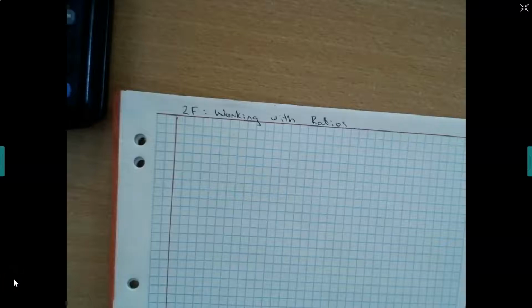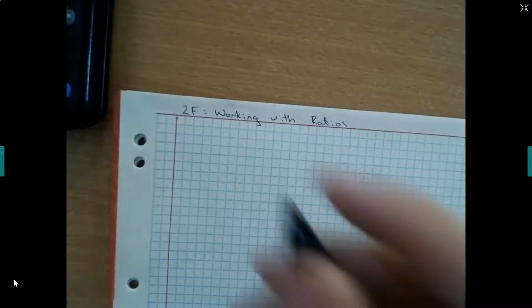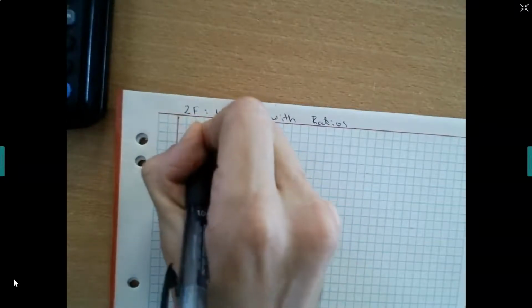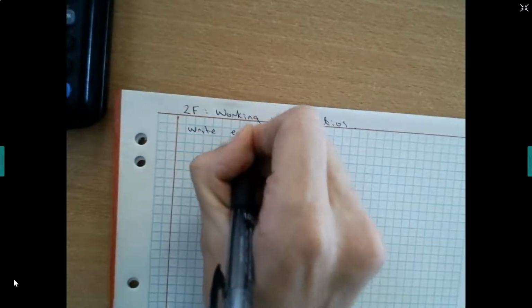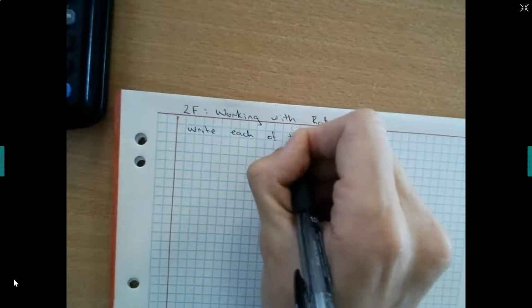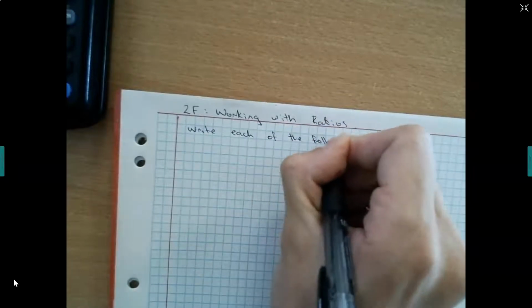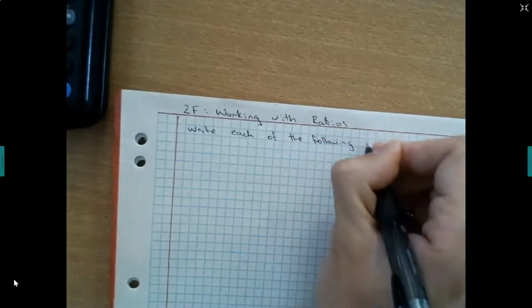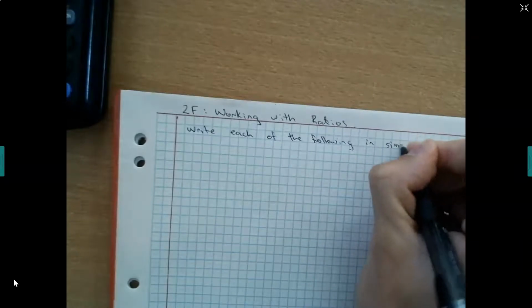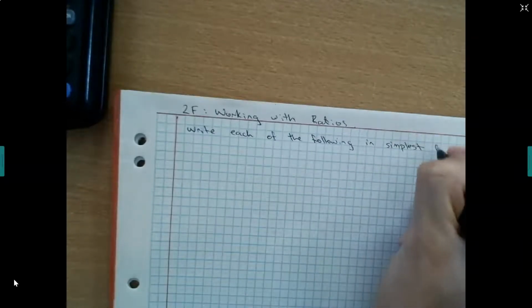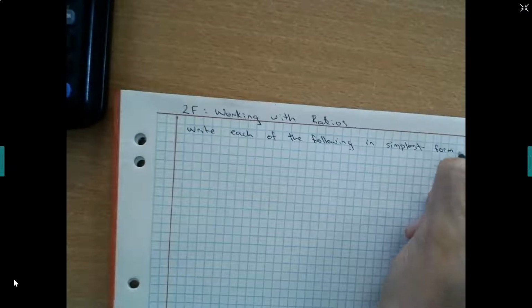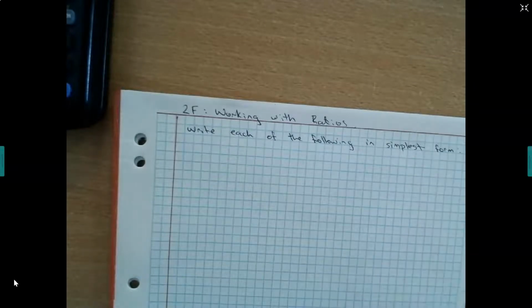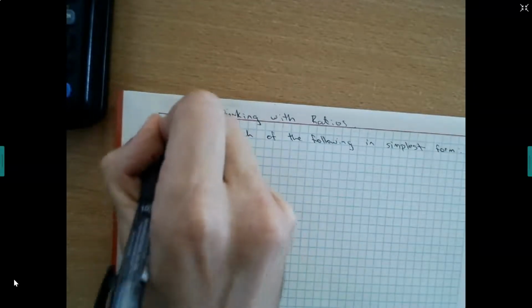Okay, so we will start off by trying to simplify a few ratios. If you're given a question like this, write each of the following in simplest form. This is question 1 of chapter 2F.